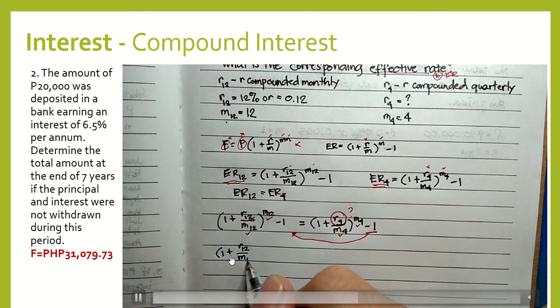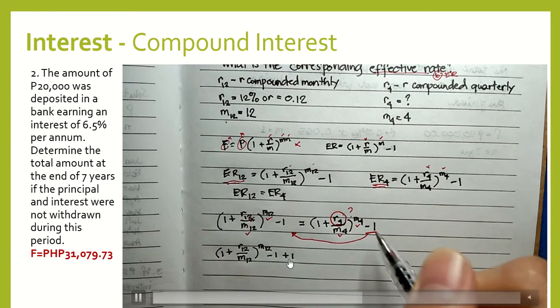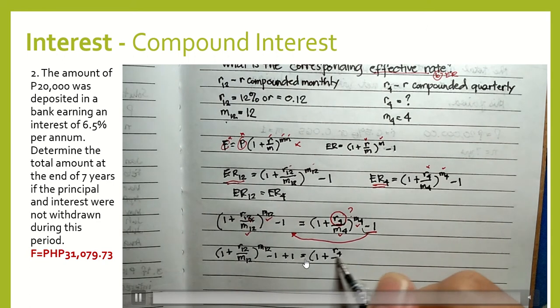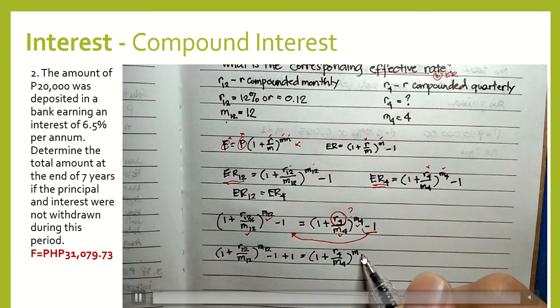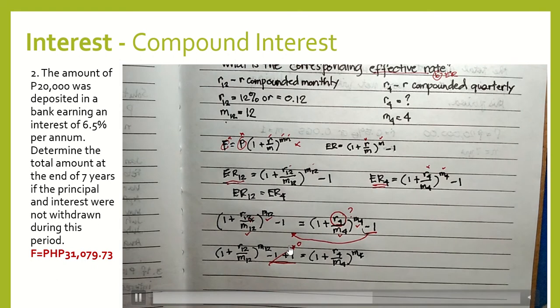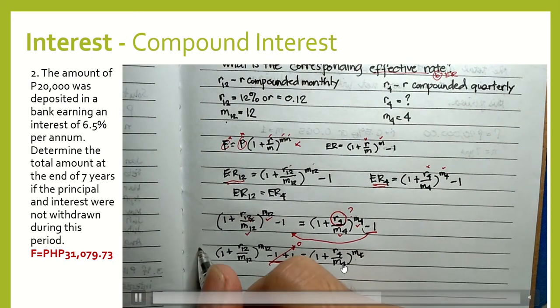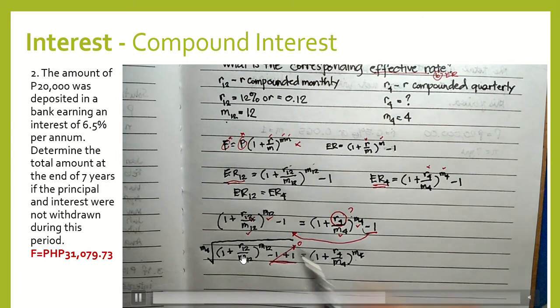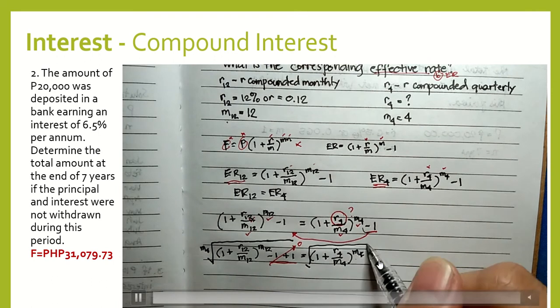Then we'll have the quantity of 1 plus R sub 12 over M sub 12, quantity raised to power M sub 12, minus 1 plus 1. Take note that when you transpose, the sign will change and become positive. What would be left on the other side is the term which has R sub 4. And take note, -1 plus 1 is equal to 0. Then we will get the M sub 4 root, so that only R sub 4 is left. So get the M sub 4 root of one side and also of the other side.